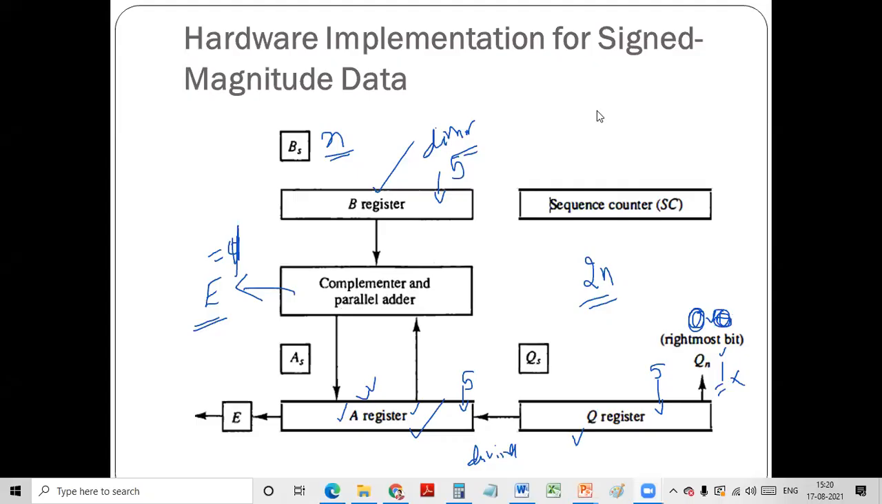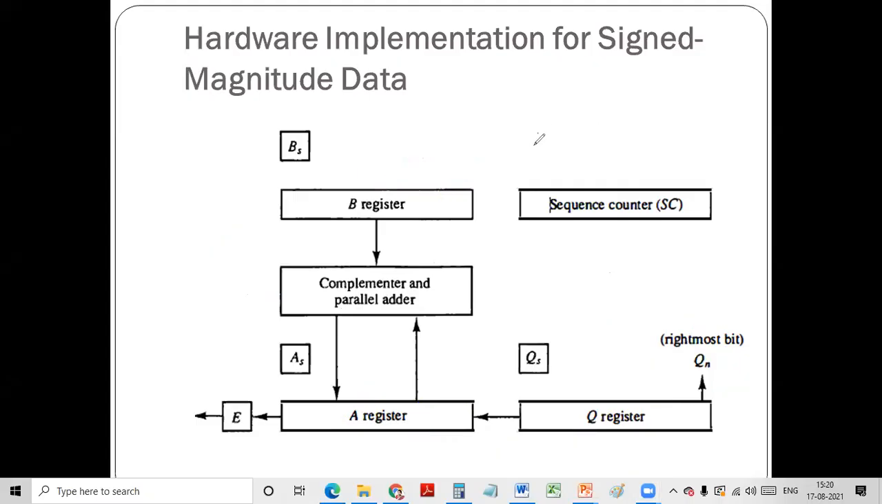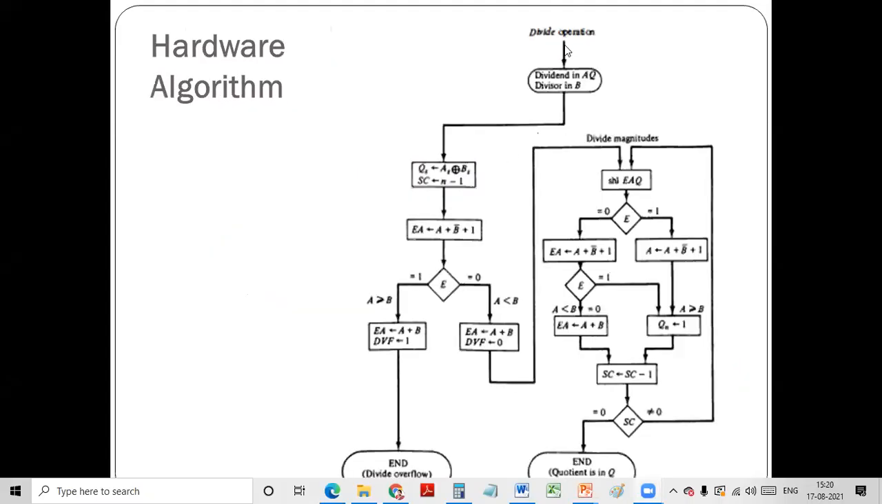We'll see the flow chart that makes it a little clearer. See, this is the divide operation. The dividend will be in the AQ register. Leave aside the sign component; the sign bits are available in Q, AS and BS. Anyway, the divisor is in B.